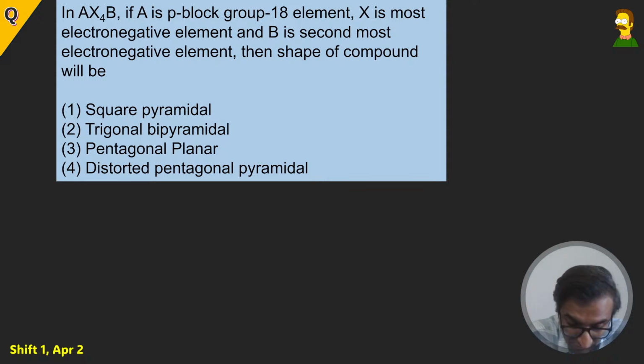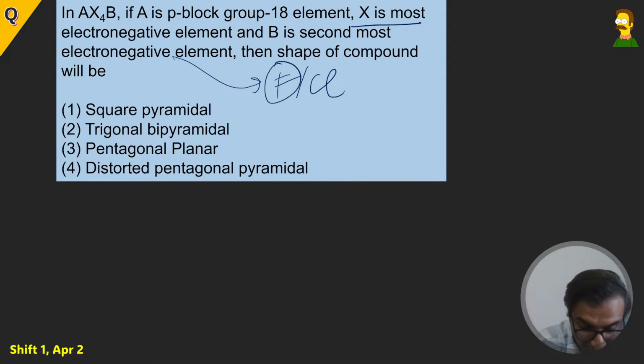AX4B, lovely question. This is like a quiz, you know, if you take part in quizzes. A is a p block group 18 element, X is most electronegative element, and B is the second most electronegative element. Then what is the shape of the compound? You gotta figure out 3 things. I love this question. X is most electronegative element. Is that F or is that chlorine? I don't think it matters. It could be F or chlorine, but obviously it's F. Next electronegative element, and that's where things get very interesting. What is the next most electronegative element after fluorine? Akshat took the bait.